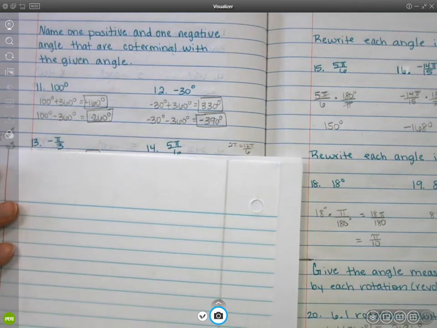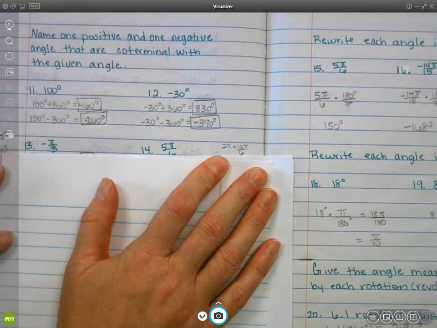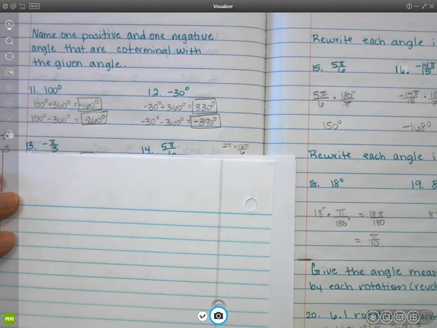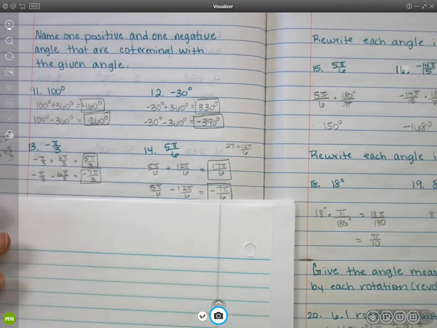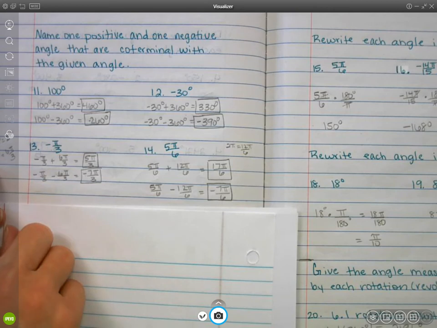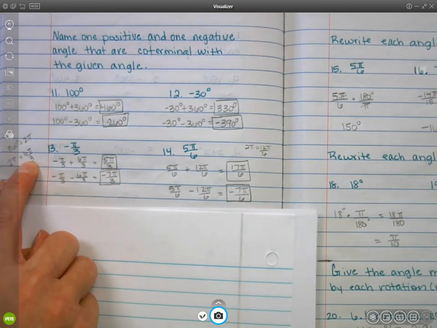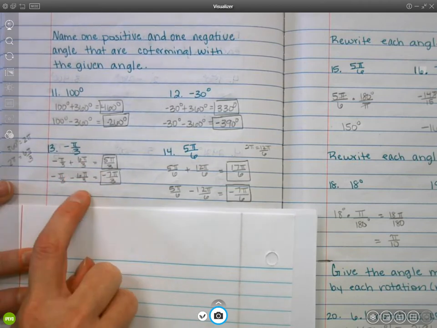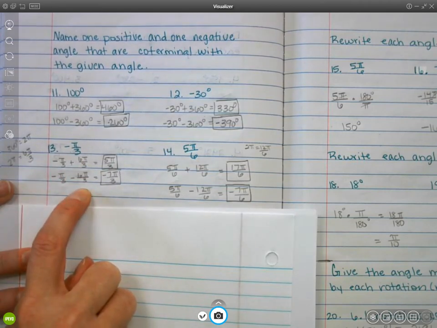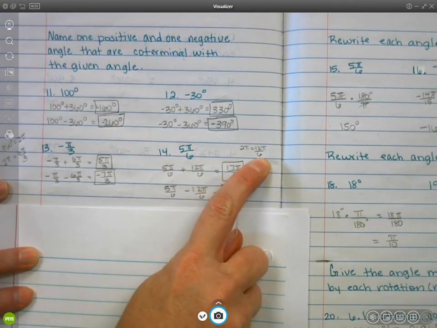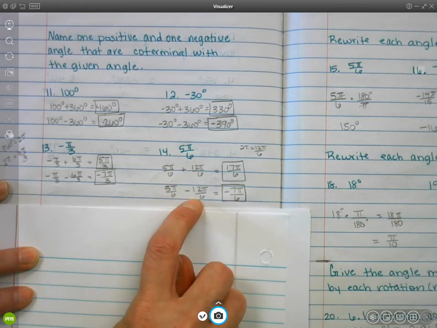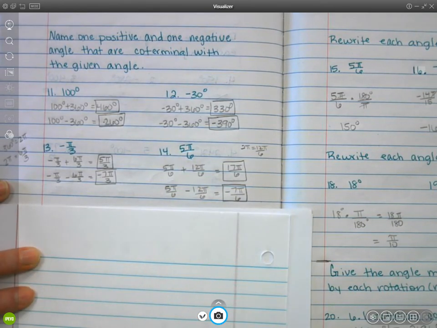All right, so now let's try some in radians. All the way around the circle in radians is 2 pi. So we have to add 2 pi and subtract 2 pi. But you've got to make sure you have common denominators. So for thirds, 2 pi is 6 pi over 3. So I added 6 pi over 3 and I subtracted 6 pi over 3. All right, for 6, 2 pi is 12 pi over 6. So we added 12 pi over 6 and we subtracted 12 pi over 6.